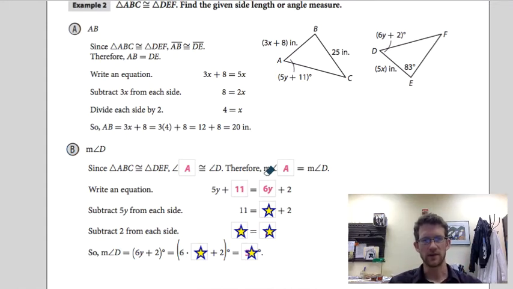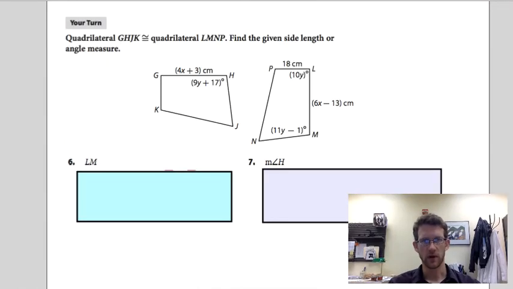5y plus 11 equals 6y plus 2. And then after that, it's just an algebra problem. We solve for y. We can subtract 5y from both sides. We can subtract 2 from both sides, and we get y equals 9. We're not done yet. We have to plug it back in. We can plug it into either one, but we should get 56 degrees. Okay, see if you can do 6 or 7 real quick.